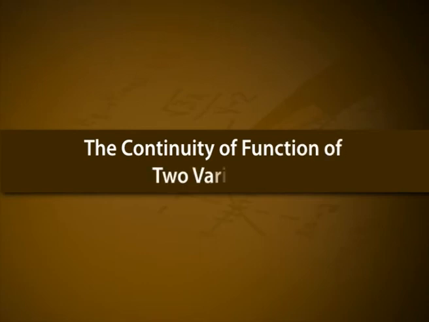The continuity of function of two variables. The continuity of a real valued function of two real variables at a point is defined in terms of limit of the function at that point. Definition. A function f(x,y) is said to be continuous at a point (a,b) of its domain of definition if limit (x,y) tends to (a,b) of f(x,y) equal to f(a,b). The definition of continuity of f(x,y) at a point (a,b) requires that f must be defined at (a,b) and in certain neighborhood of (a,b).